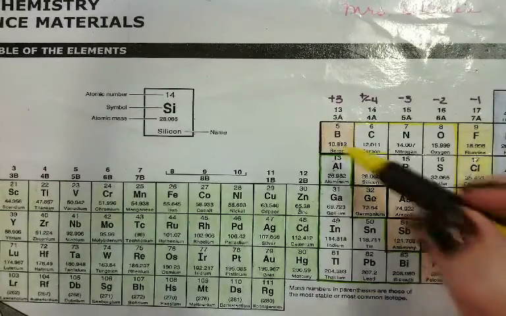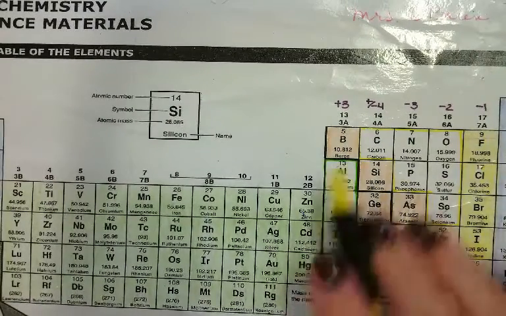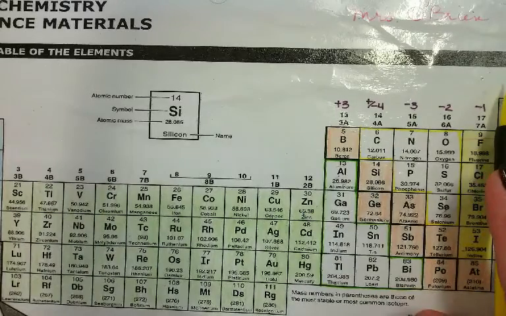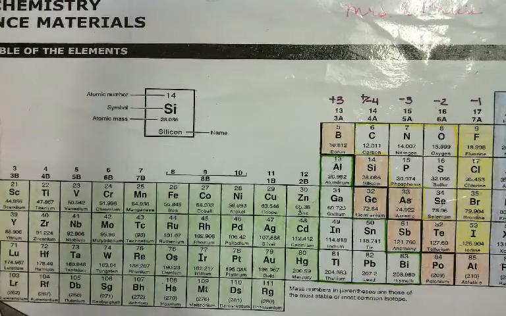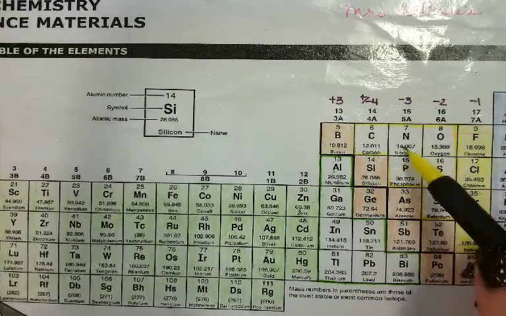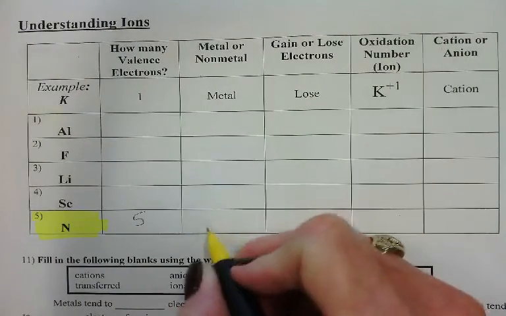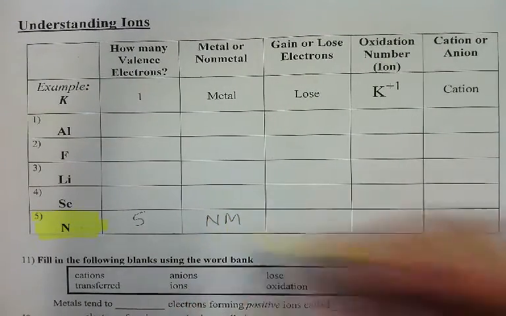Is it a metal or is it a non-metal? Well, you've got to look at this zigzag line here. Everything to the right of the zigzag line is a non-metal, to the left is a metal, so that makes nitrogen a non-metal. So we'll put NM for non-metal.